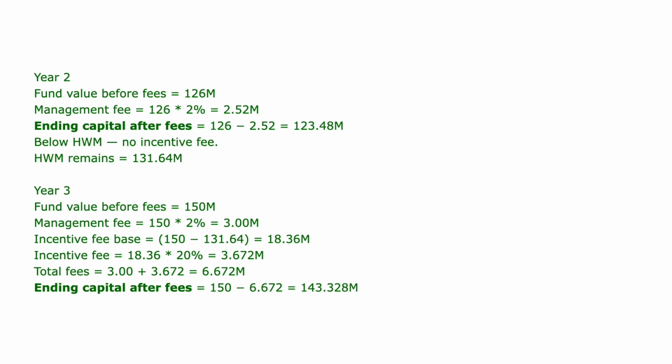Year 3, the incentive base is $150 million minus the HWM of $131.64 million, which equals $18.36 million. Incentive fee is $18.36 million times 20%, which equals $3.672 million. Management fee is $150 million at 2%, which equals $3.00 million. Total Year 3 fees is $6.672 million.